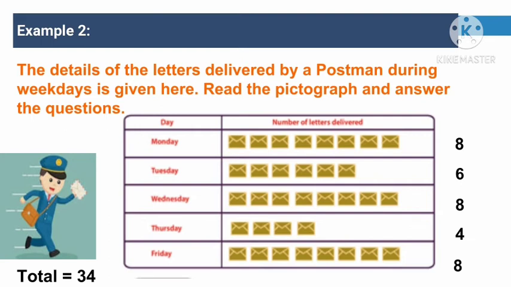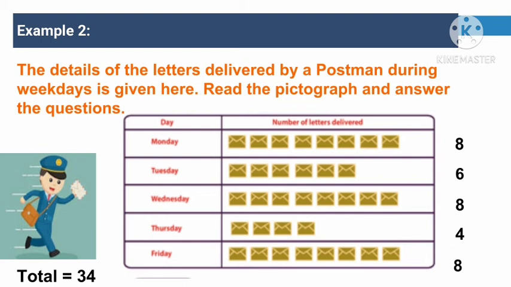Look at example 2, children. The details of the letters delivered by a postman during weekdays is given here. Okay, look at the pictograph. On Monday, he has delivered 8 letters. Tuesday, 6 letters. Wednesday, again 8 letters. On Thursday, he delivered 4 letters. On Friday, he delivered 8 letters. So, totally in a week, he has delivered 34 letters.